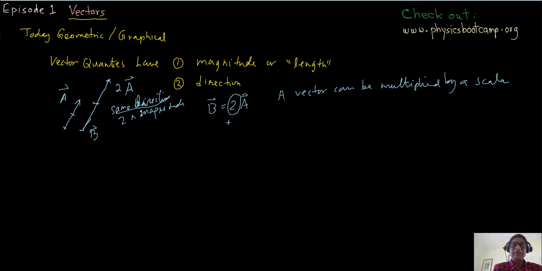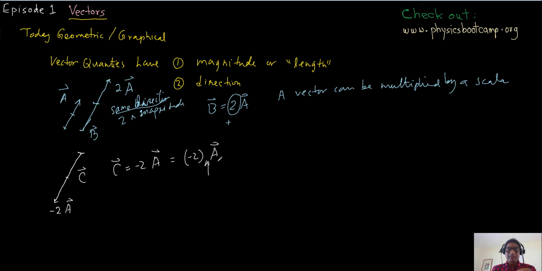Now if I multiply by -2, it's going to be exactly opposite and twice the size, so this will be -2 times A. You can call this vector C. So C here will be -2 times vector A, and sometimes people just write -2 like this to emphasize the multiplication. If I don't have anything there, that means I'm actually multiplying by a scalar.